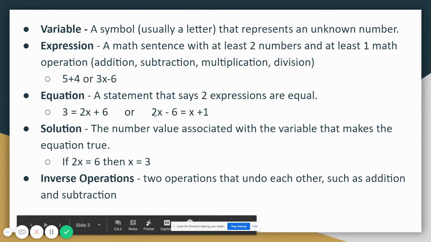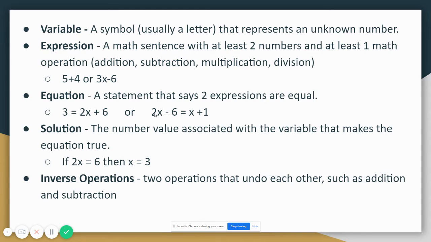All right, next is equation. It's a statement that says that two expressions are equal. So basically it has an equal sign. That's how you know it's an equation. An equal sign literally means equal. If you look at those two expressions, 2x minus 6 and x plus 1 on your screen, and there's an equal sign between them, it means that those two sides are the exact same. So you're trying to find what x equals that makes those two expressions actually equal each other. So that's what an equation is.